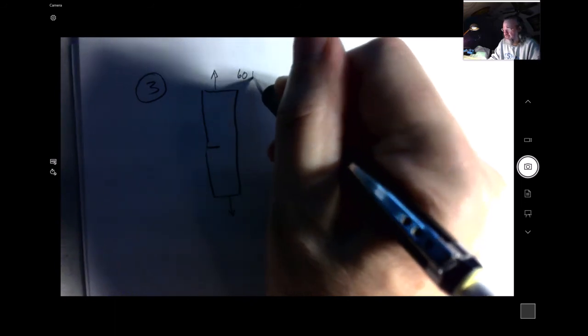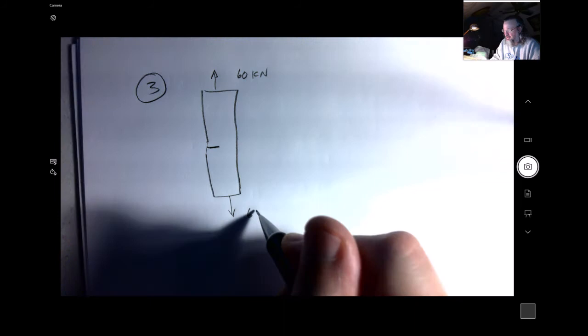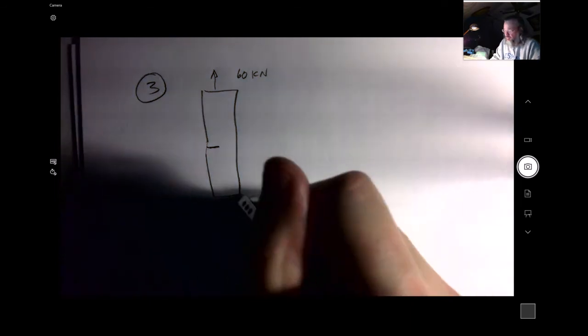Let's write down the things that we know. This is the fracture mechanics problem, like example 3 out of the book. So this is in tension. They didn't tell us how long this is, so we're going to have to presume. Okay, so it's got a crack right there, and it's in tension. And it's got 60 kilonewtons in it.